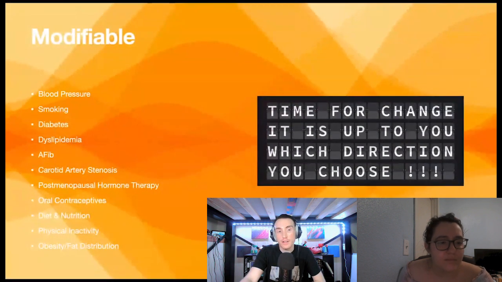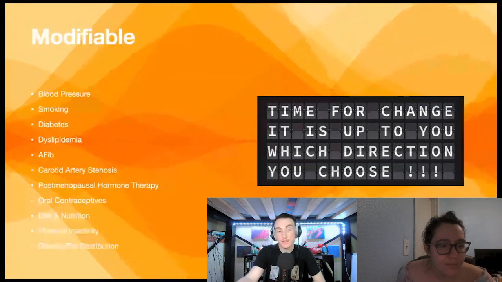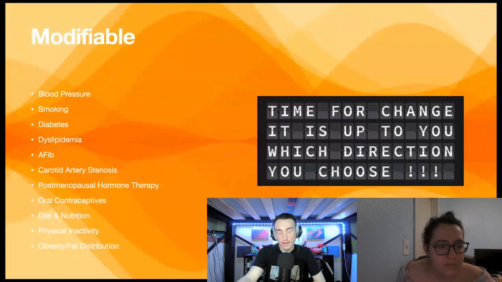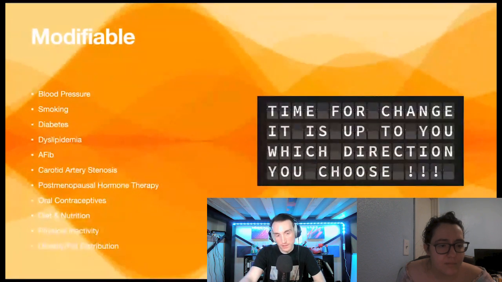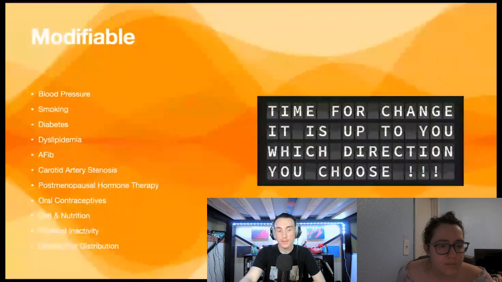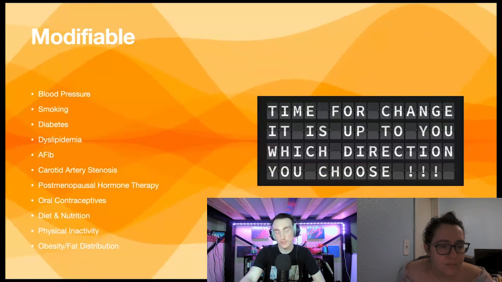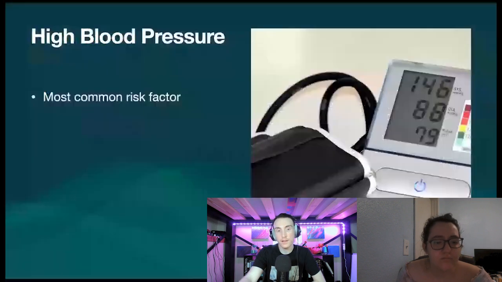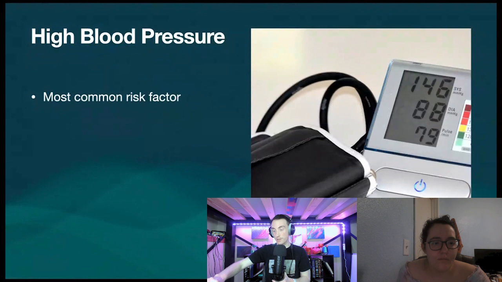And I'm going to go more into depth on all these, but those are blood pressure, smoking, diabetes, dyslipidemia, AFib, carotid artery stenosis, postmenopausal hormone therapy, oral contraceptives, diet and nutrition, physical inactivity, and then obesity/fat distribution. So we'll start with high blood pressure. That is going to be the most common risk factor.